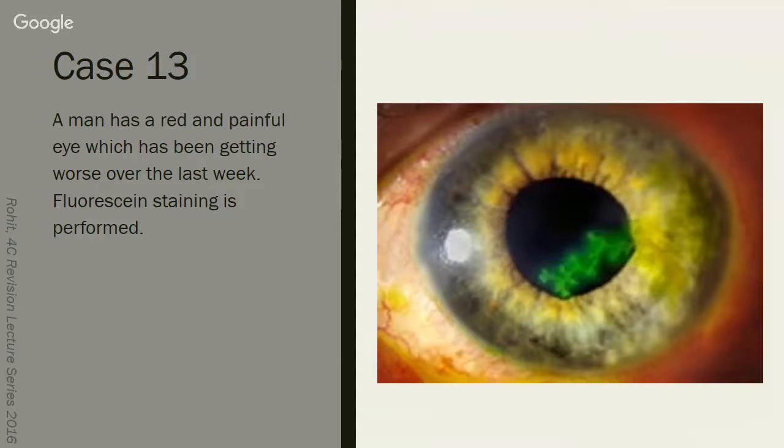It is keratitis. Yep, so it's HSV keratitis. Does anyone know the name of this ulcer? Maybe the person next to you told you the answer. Anyone? Yeah, dendritic ulcer. Good. So definitely something that Monash expects you to know. I think they make a big deal out of this.